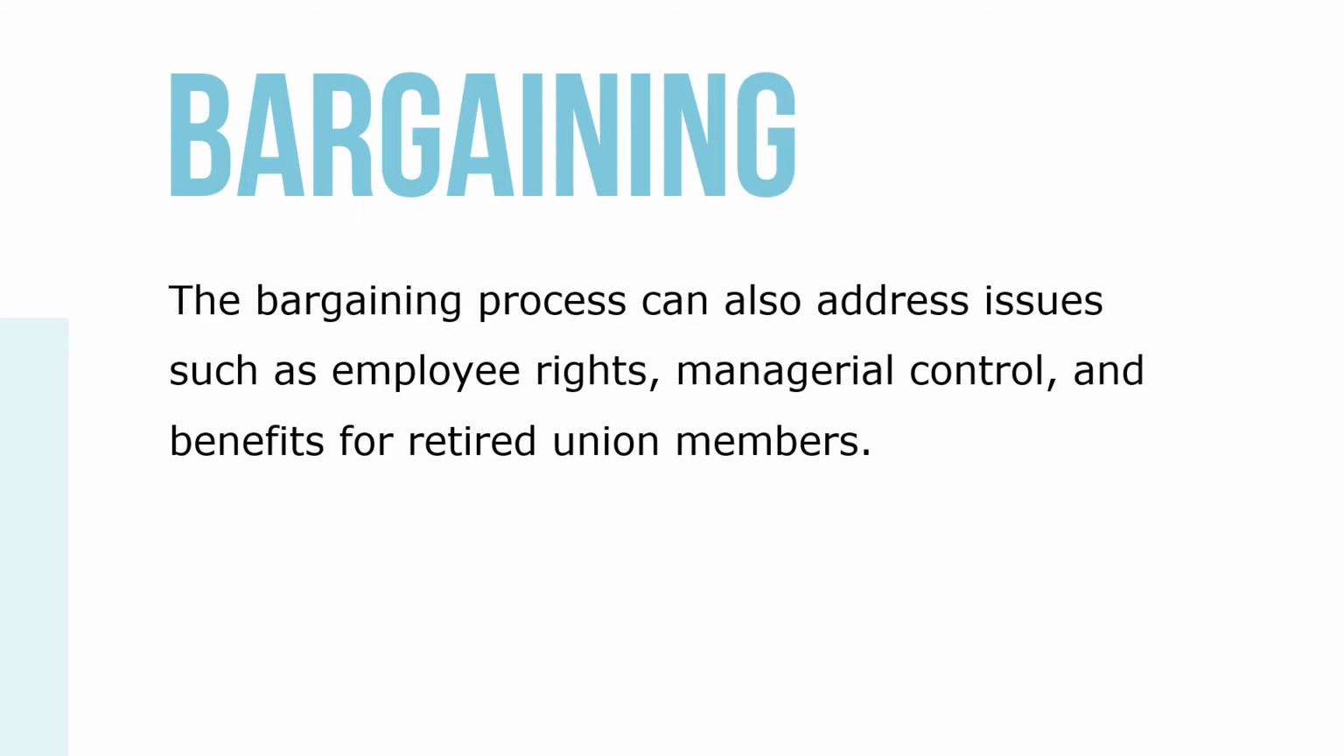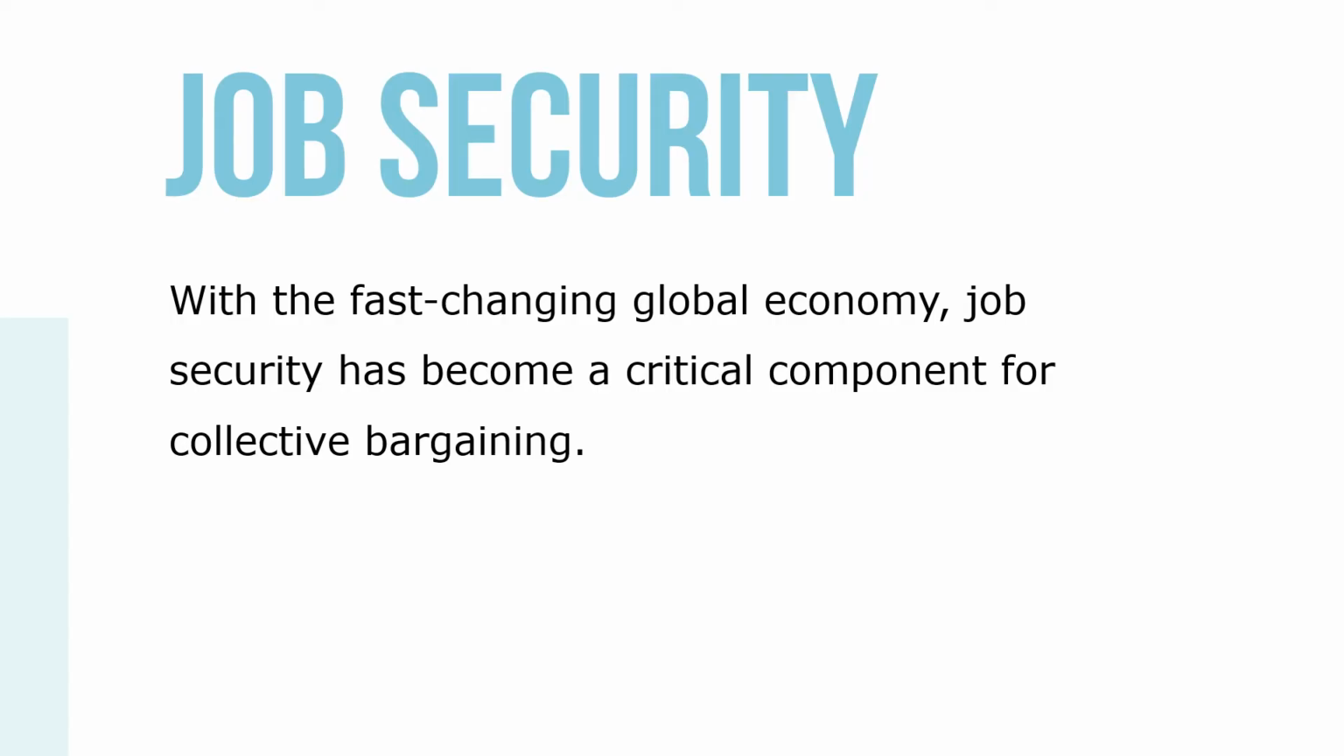The bargaining process also includes issues such as employee rights, management control, and benefits for retired union workers. However, these topics are not mandatory and are referred to as permissive topics. With the fast-changing global economy, job security has become a critical component for collective bargaining. No measures can be discussed that would be unlawful.